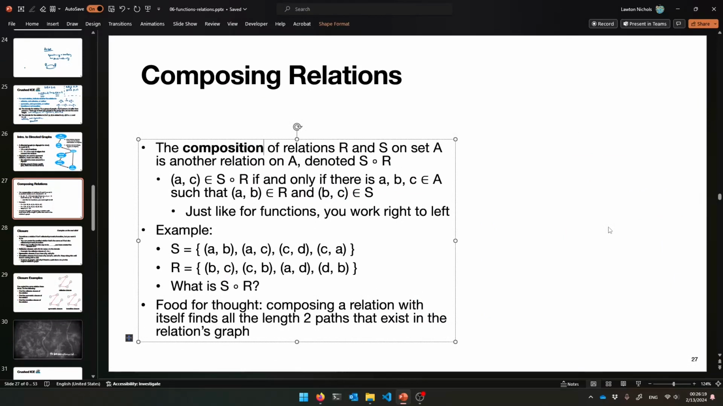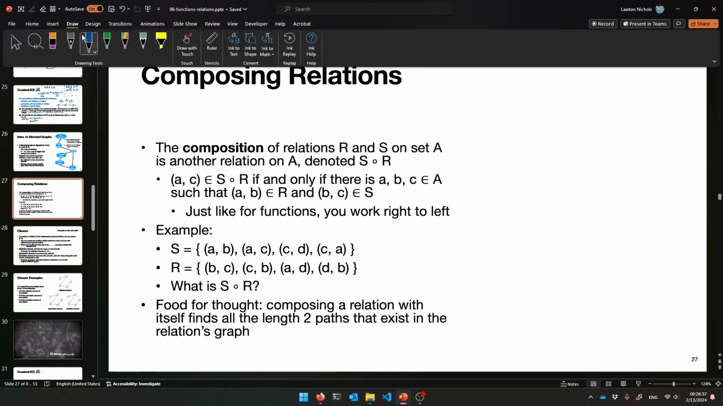So we say that the composition of two relations, R and S, they're both relations on a set A, mind you. When you have two relations on a set A, call them R and S, you can make their composed relation, S after R or S composed with R, and it's another relation on that set A. And here's what it means to be in the composition.